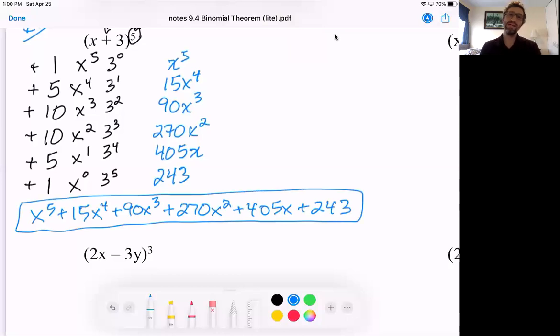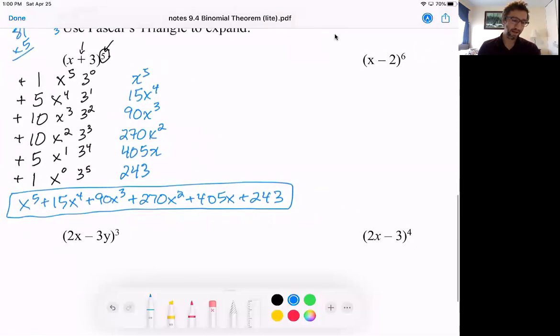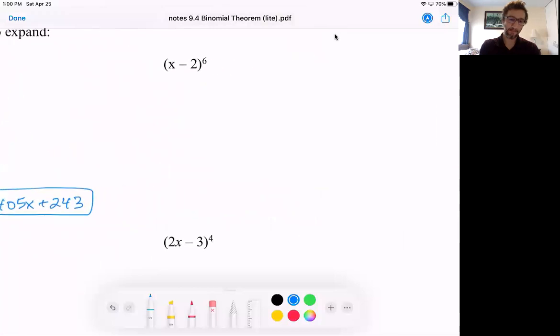So there's our answer. Now, if we were to do that the long way, x plus 3 to the 5th, we would probably still be multiplying everything out. And it also enhances the chance that we will multiply wrong or add wrong or just get lost. It's a lot of work if you actually expanded it by hand. Okay, so that was that one.